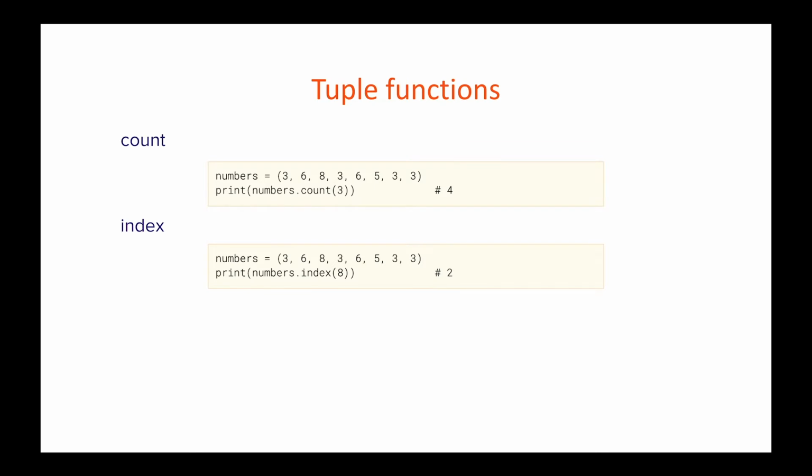Now, there aren't as many functions as we have for lists, and that's because we cannot update or remove or change elements in a tuple, right? So a tuple has a fixed number of elements. They cannot be changed. We can, of course, create new tuples, but that kind of restricts the amount of functions that we can apply to tuples. So these are the ones that are most commonly used.